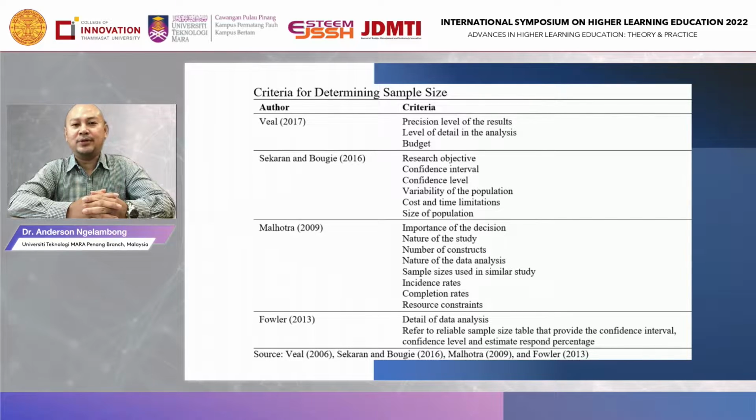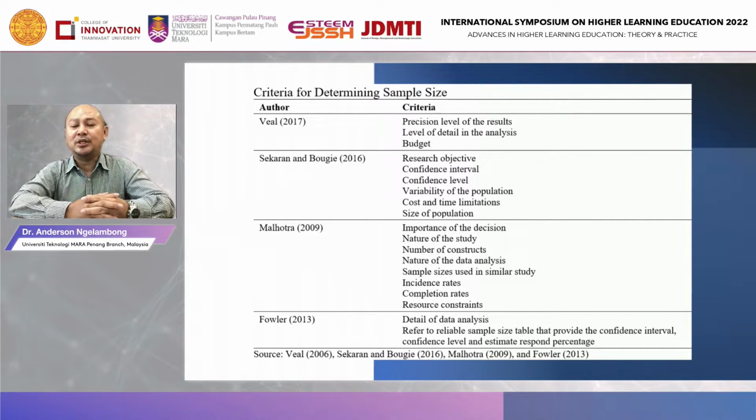So for example, Bell 2017, based on the criteria of precision level of the result, level of detail in the analysis, and also your budget. I think the most popular one is Sekaran and Bougie 2016, whereby they based it on the research objective, confidence interval, confidence level, variability of the population, cost and time limitation, and also size of population. Malhotra 2009 introduced the incidence rates and completion rates. So this is important also.